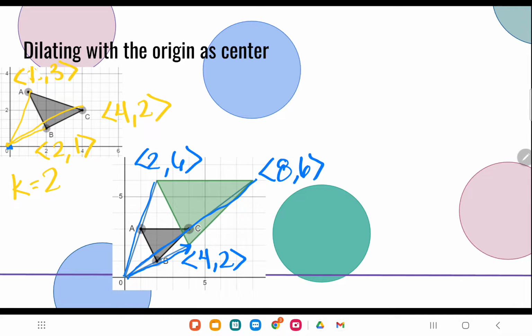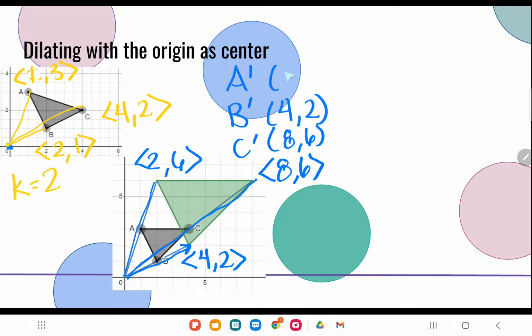You'll notice that all of the vectors for the image, the green triangle, pass through their corresponding vertices on the pre-image, the black triangle. Now, because I've dilated with the origin as the center, my values for A prime, B prime, and C prime are actually just going to be the vectors changed into coordinates. So those are the coordinates of the image.